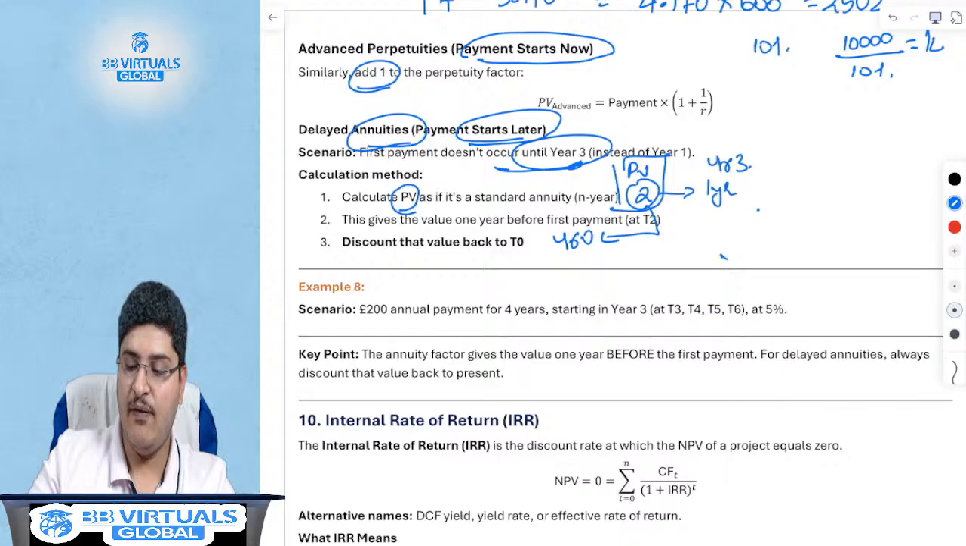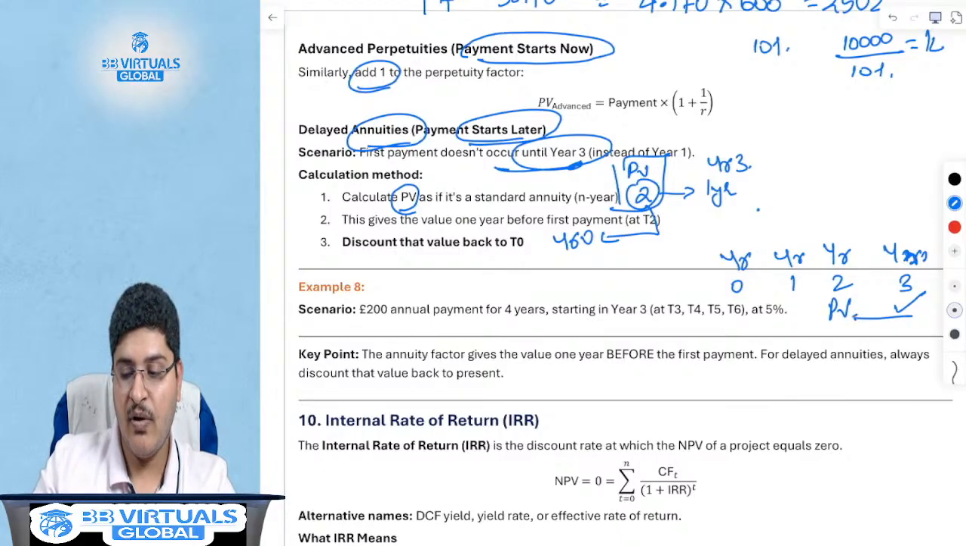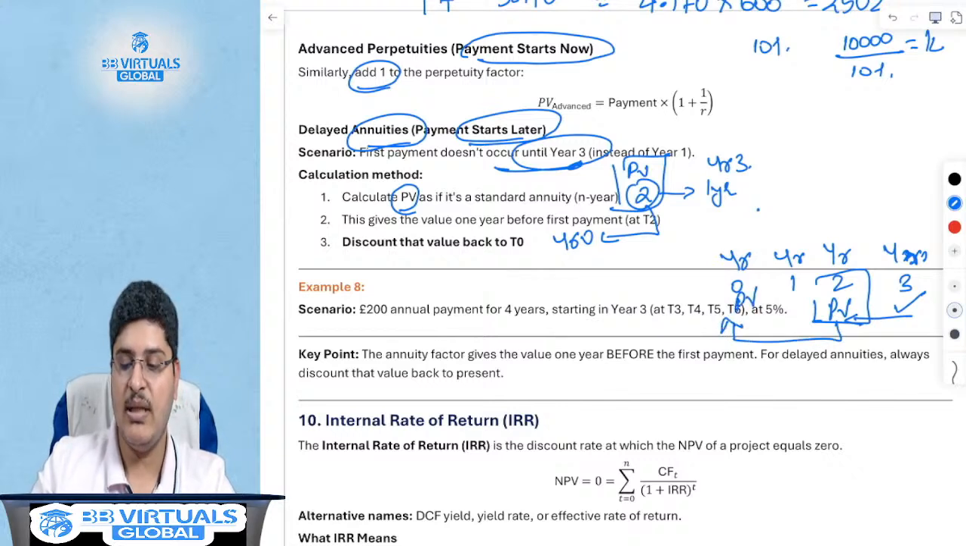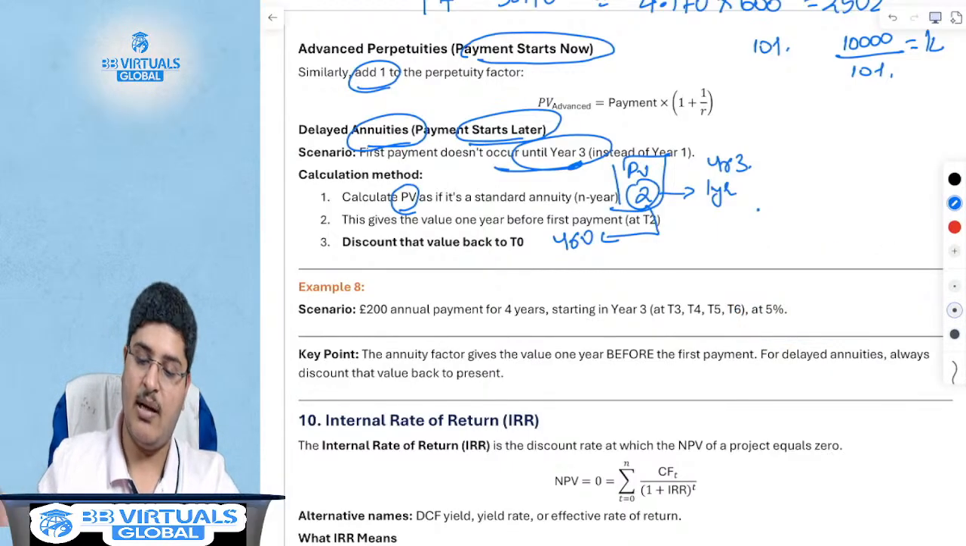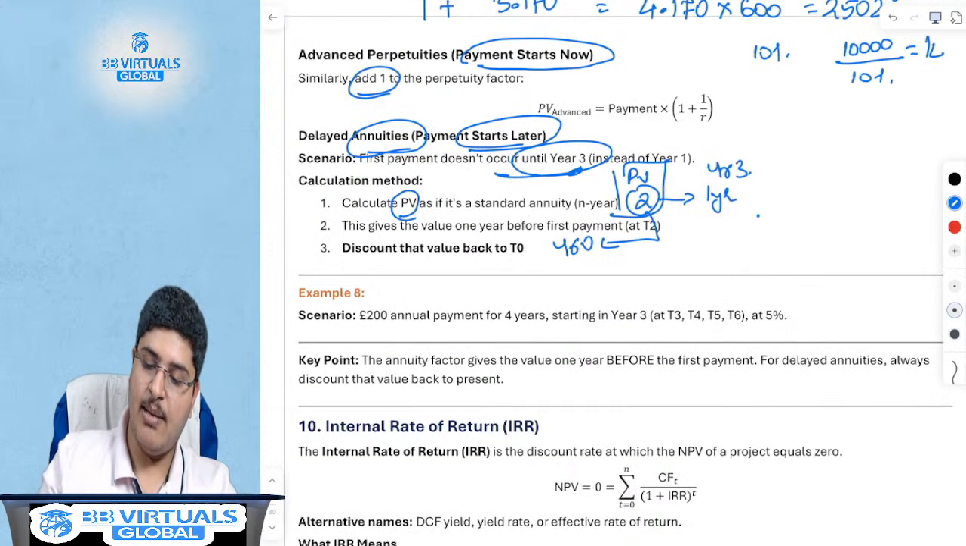So effectively, if I was to draw a timeline, year 0, year 1, year 2, year 3, if your cash flows actually start from here, you will do the present value math here, which brings your value to year 2, and now this present value at year 2 you have to convert to the present value at the start of year 0. So you'll have to discount it back to year 0. How do you do this? Let us take an example.